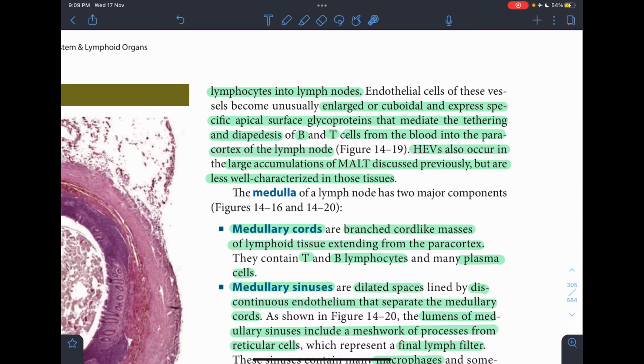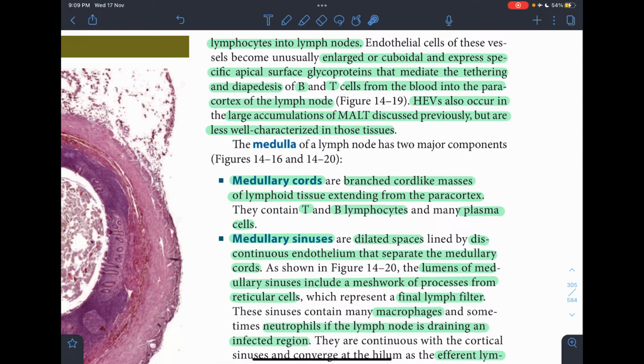So the medulla, which is the last structure in the lymph node, has two major components, the medullary cords and the medullary sinuses, and this is how we distinguish between the medulla, the cortex, and the pericortex. The medullary cords are branched cord-like masses, like wires, of lymphoid tissue extending from the paracortex. They contain T and B lymphocytes and many plasma cells.